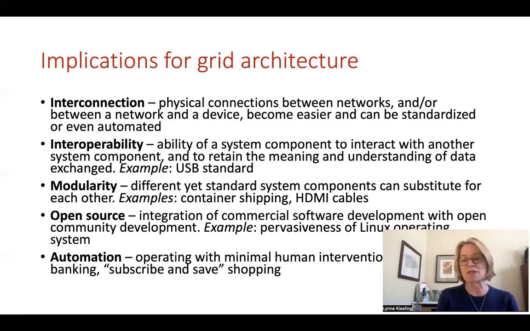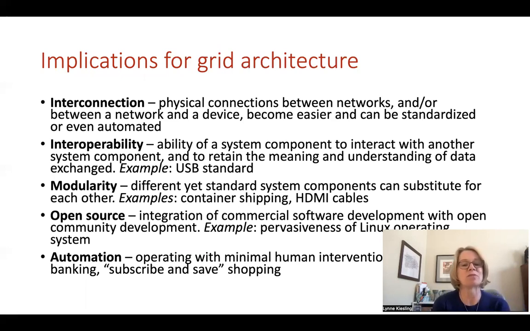A more digital example is things like HDMI cables, right? If you need an HDMI cable to connect your external monitor to your laptop, it doesn't matter who you buy from or what you buy, as long as it has that interface. Interoperability and modularity go hand in hand here. And then you can just plug it into the back of your monitor, plug it into your laptop, and boom, you're done. It doesn't necessarily matter whose HDMI cable you buy. HDMI cables are all very substitutable for each other.